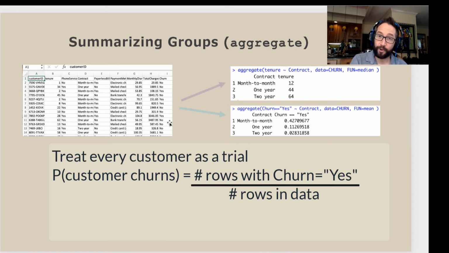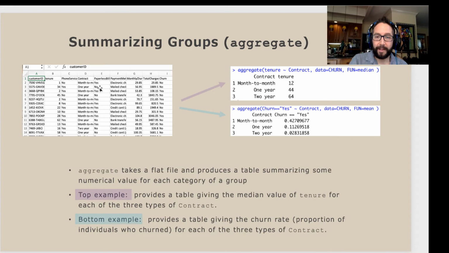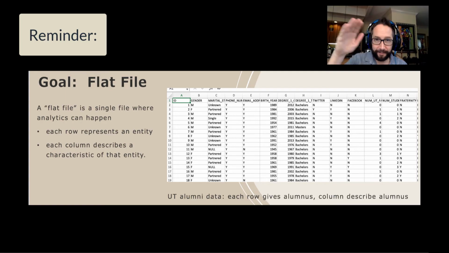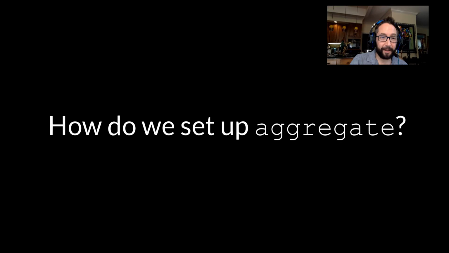Maybe I'd like the proportion of individuals that churned for the different payment methods or the paperless methods. So here's what we're going to use in R. We're going to use the aggregate function, and we need a flat file, so we need to get everything in one file in order for this to work right. Merge, we still might need to do that. That's coming up soon. And once we've got that flat file, what we'll do is run the aggregate function, and we just need to know a few things about how the aggregate function works. How do we set this up?